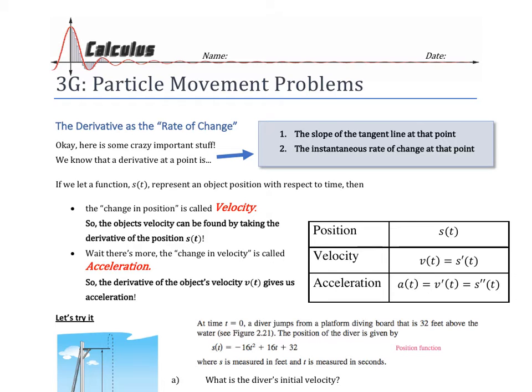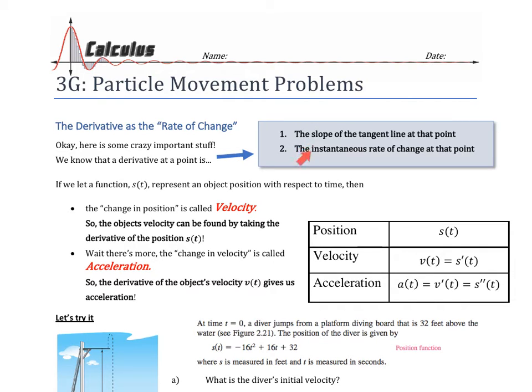Let's look at an application of derivatives called particle movement problems, or one-dimensional movement, sometimes we call it that. But first let's get a background here, all right? We know that the derivative can be interpreted as a couple things. One, it's the slope of the tangent line. That's a key concept there.